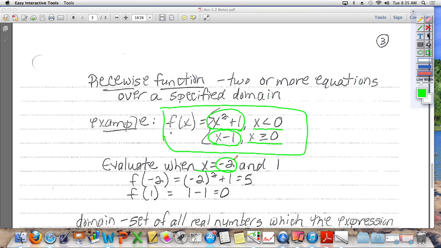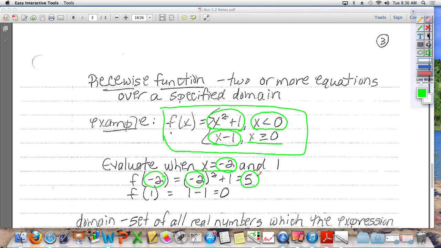You're going to use the top one because this x value, -2, is less than 0. So that means that when you compute this, you have to use x squared plus 1. So what I did here was write f of -2. f of -2 is equal to (-2) squared plus 1. (-2) squared is 4. Add 1 to it, you get 5. So your answer is 5.